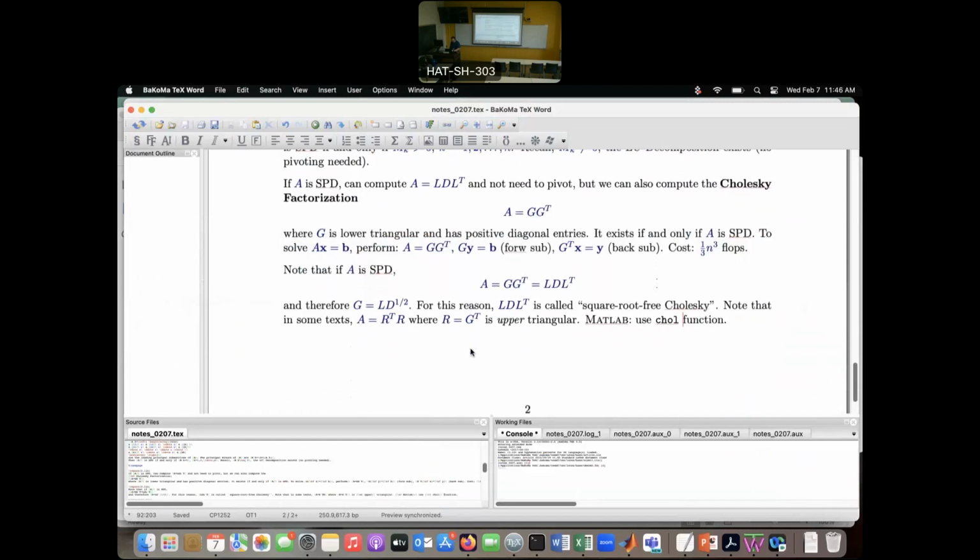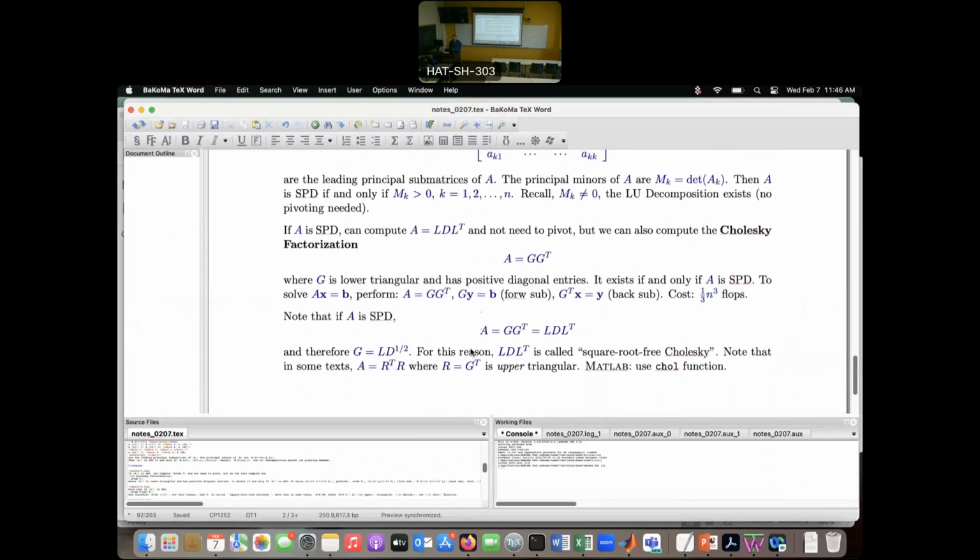Okay, question so far about Cholesky? So my advisor at Stanford, the computer in his office was named Cholesky. The whole name was Cholesky.stanford.edu.